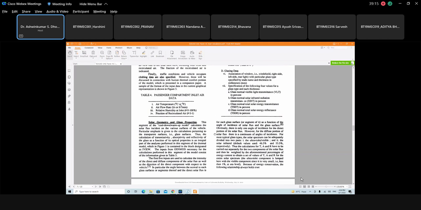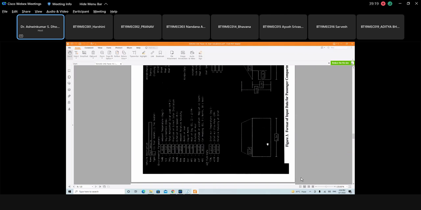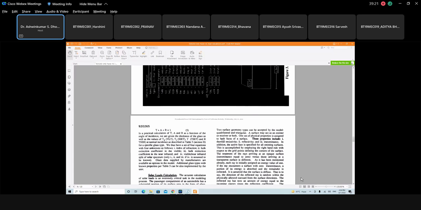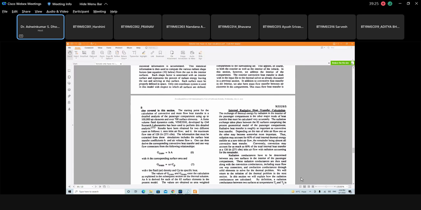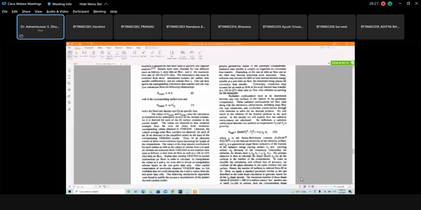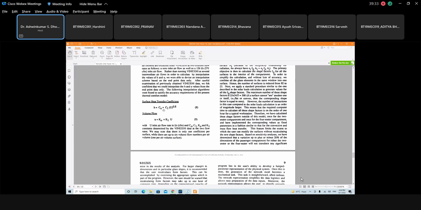So I'll share this paper with you as well. So here he has shown one diagram as well. Relationships are also given, so please use that. The surface heat transfer coefficient H is equal to this, volume flow and other things are given. So you can easily calculate.